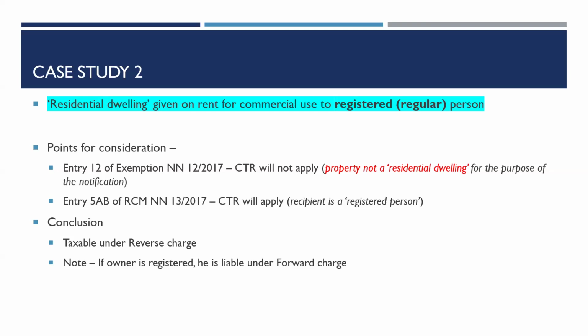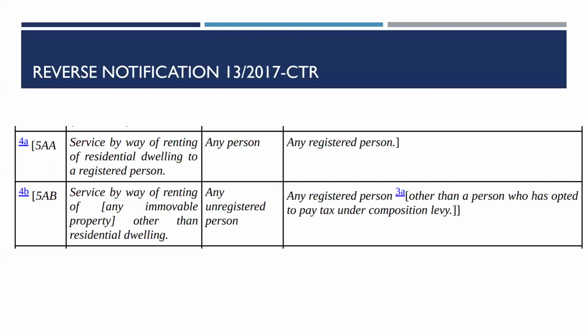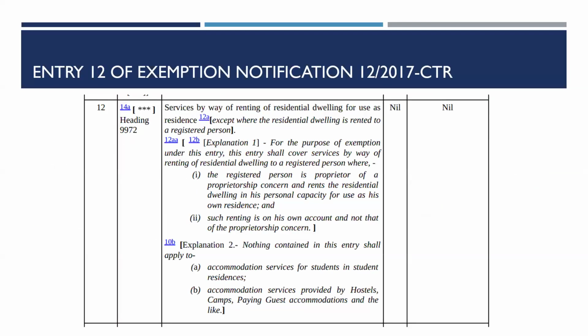So it looks like they've not specified from whose perspective. They've said service by way of renting of residential dwelling for use as residence. Correct. So the supplier has given it for residential purposes. The receiver has taken it for residential purposes, but converted it for commercial purposes. Okay. Now it is exempted from the supplier's perspective. If it is exempted from the supplier's perspective, that service itself is exempted. Then there's no question of RCM. Correct. But the actual situation is he's using it for commercial purposes. Yeah, but the recipient is also not registered, no?